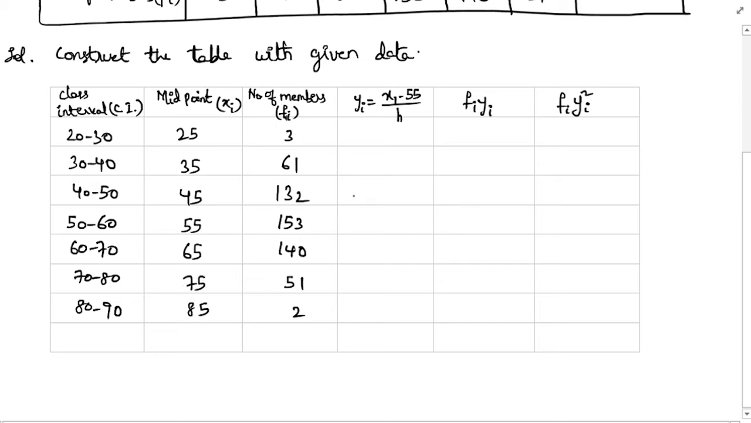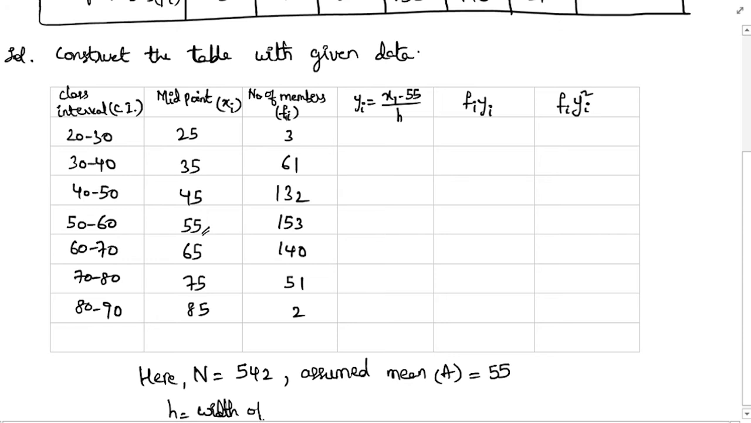Now we have to calculate yi. yi will be equal to xi minus 55 by h. How we got this 55: first we'll write here that n is equal to 542, because it's given in the question, and the assumed mean A is equal to 55. The width of the class interval, h, is 10 here.